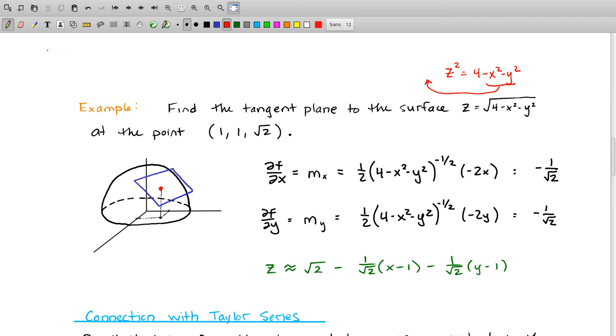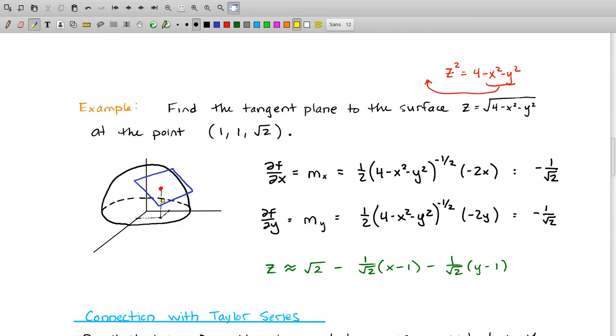So we follow the instructions given in the previous example. We calculate mx, the slope in the x direction, which is partial f partial x. We get a general representation of that slope for any point (x, y), but then we plug in 1, 1, and so we get negative 1 over root 2 for that derivative. The slope in the y direction is partial f partial y. We plug that in. We evaluate at 1, 1. We get, again, minus 1 over root 2.